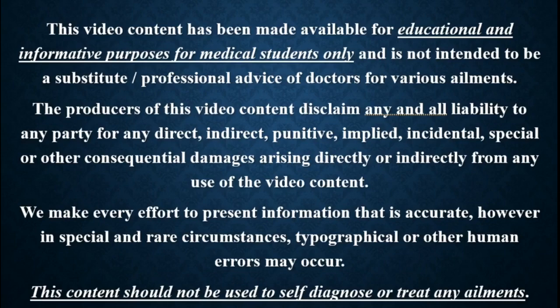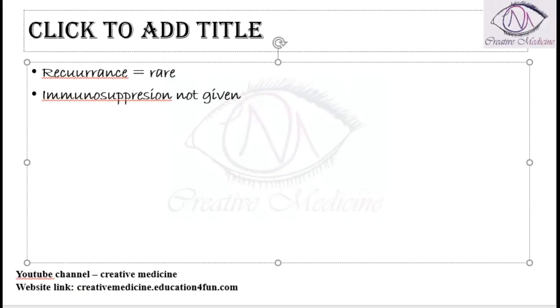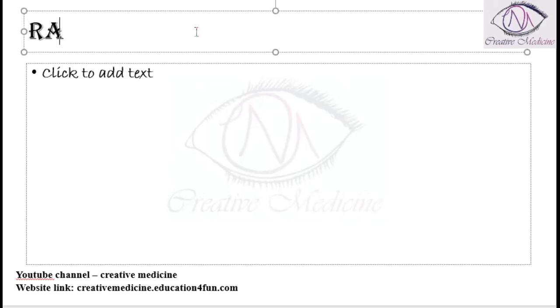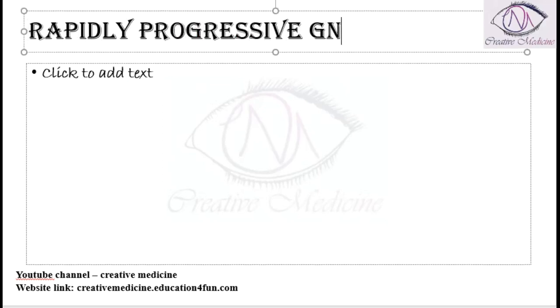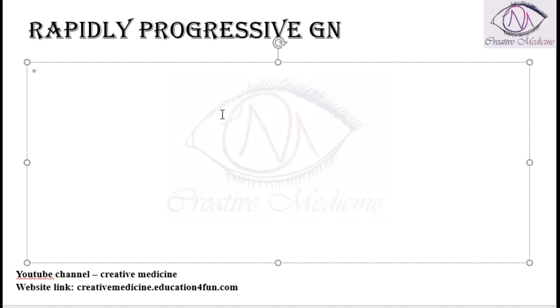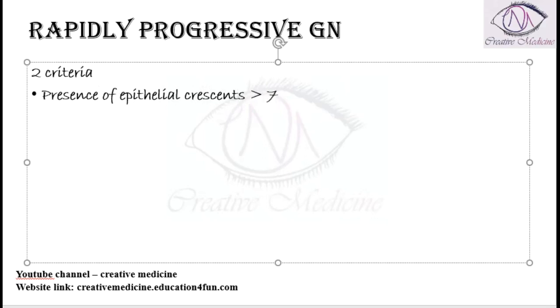In this lecture, we will learn about rapidly progressive glomerulonephritis. Rapidly progressive glomerulonephritis is actually defined by two criteria. What are the two criteria? One, the presence of epithelial crescents. If the presence of epithelial crescents is more than 70%, then it is rapidly progressive glomerulonephritis.